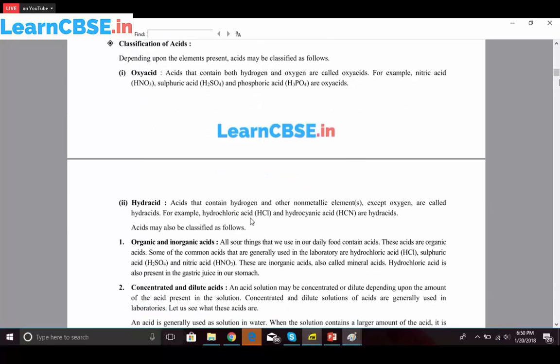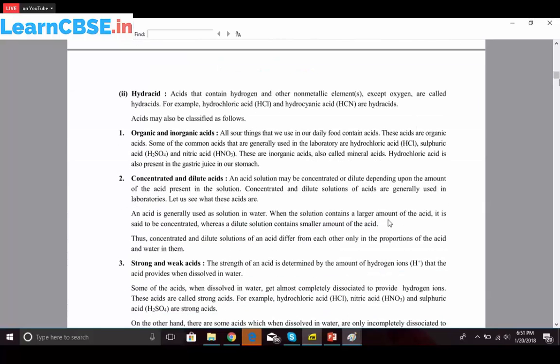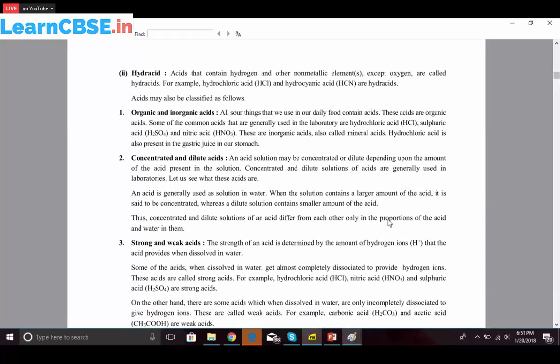Hydroacids means it contains hydrogen. Basically, it has to contain hydrogen. Along with the hydrogen, it should contain other non-metallic elements except oxygen, for example fluorine, chlorine, or some other non-metals, that we call hydroacids. So again, the acids are classified as organic and inorganic acids. Okay, so the organic acids are nothing but those derived from nature that we use in our day-to-day life, such as citric acid and so on. So those are the organic acids.